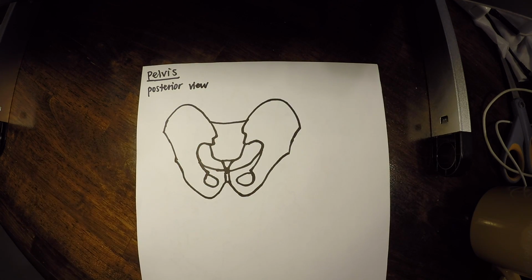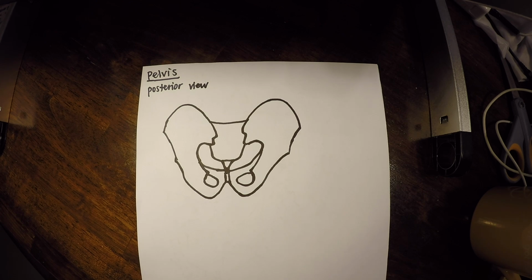Sweet, we did it. Okay. So here's our posterior view of our pelvis. We're gonna label a couple of things. I'm gonna try to keep the same colors as I did before, just so we know where we're at. But before I forget, actually, you know what? Yeah, let's label things first.